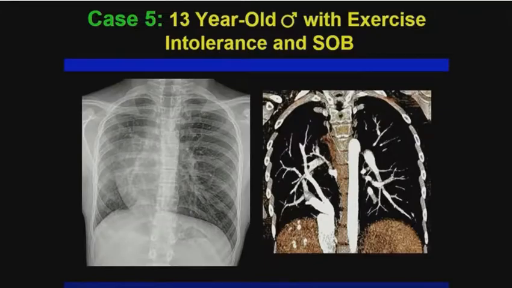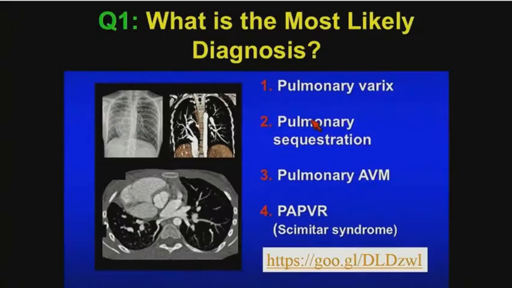So this was a 13-year-old boy presenting with exercise intolerance and shortness of breath. So we obtained a frontal view of the chest radiograph, and we have a coronal view of multiplanar images obtained from CT angiogram. So I'm going to give you a little time to look at those two images. And we're going to move on to the question. So what is the most likely diagnosis?